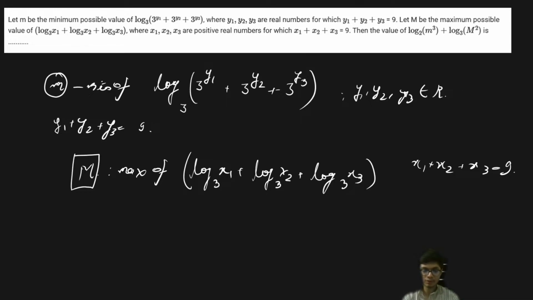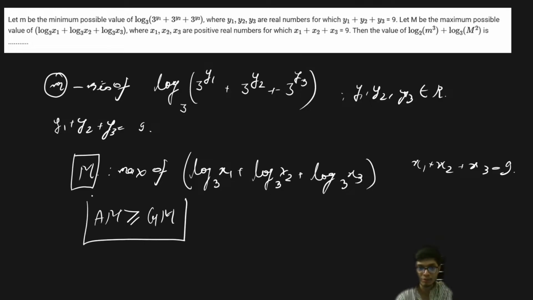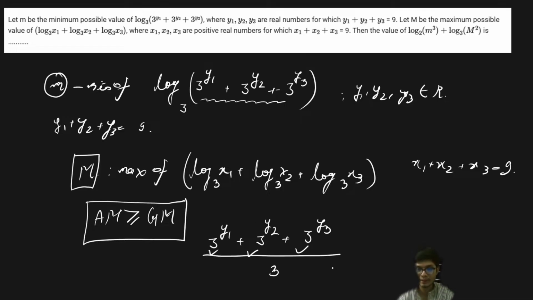Before we start to answer the question, I will explain the most important property you need here: the arithmetic mean is always greater than or equal to the geometric mean, right? Look at this set of numbers: you take the sum of 3 to the power y1, 3 to the power y2 and 3 to the power y3, and divide by 3. This arithmetic mean will be greater than or equal to the geometric mean, which is simply 3 to the power (y1 plus y2 plus y3), whole to the power 1 upon 3, right?